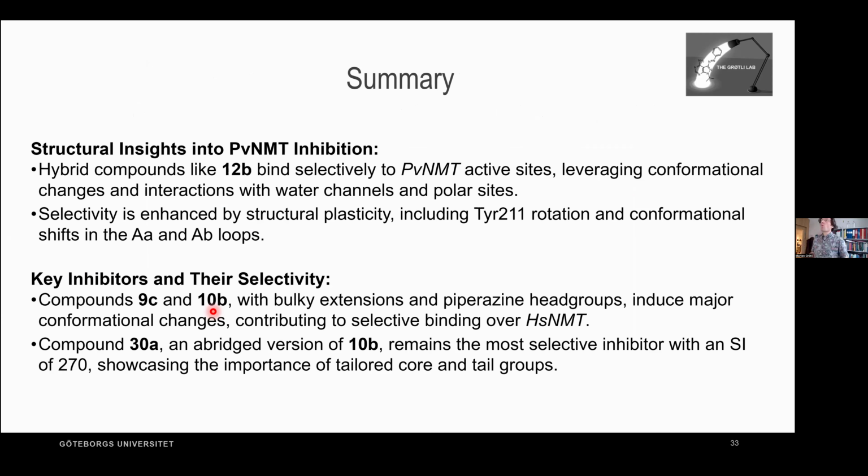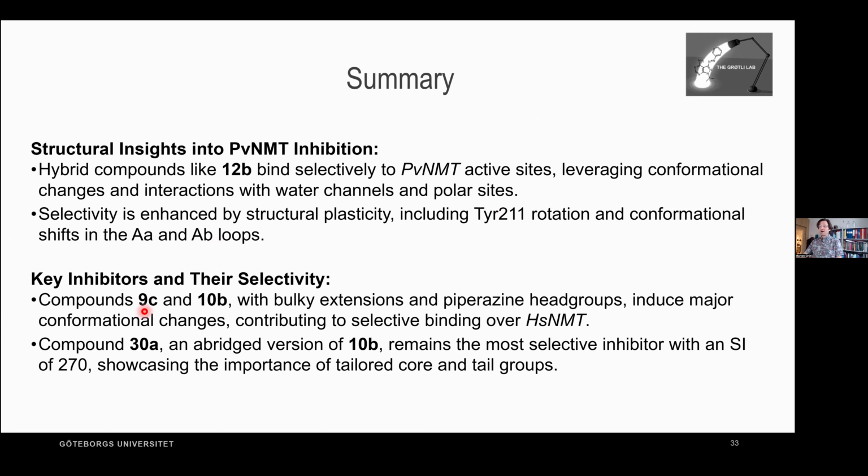Now, what did we get out of this then? Well, it means that compounds like 12B bind selectively to the vivax, but it's all because of very specific interactions. And the selectivity is enhanced by structural plasticity. And I showed you several times that, for instance, tyrosine 2211 can rotate quite a bit, but it's very different between the P. vivax and the human counterpart.